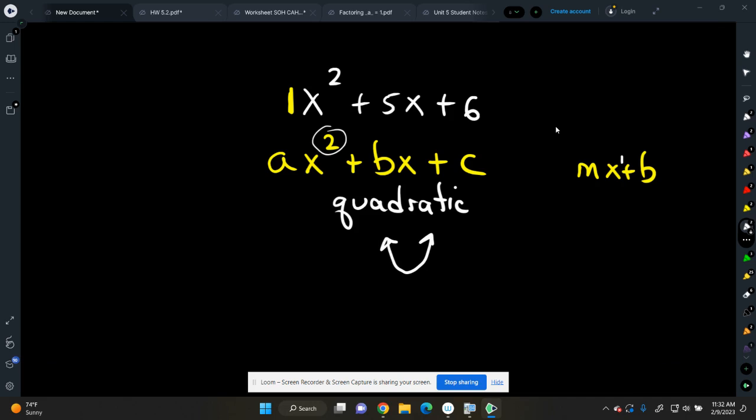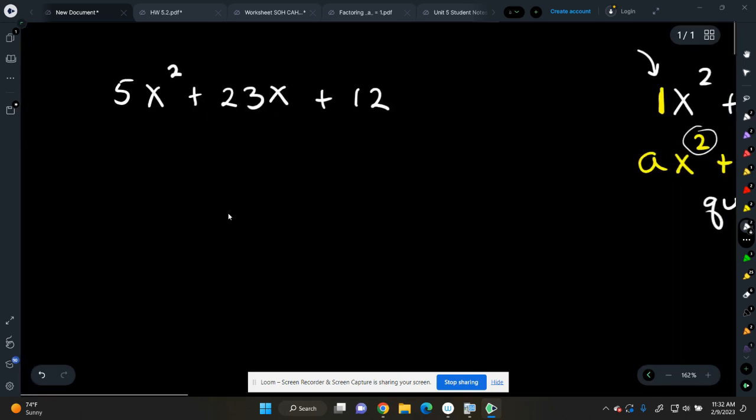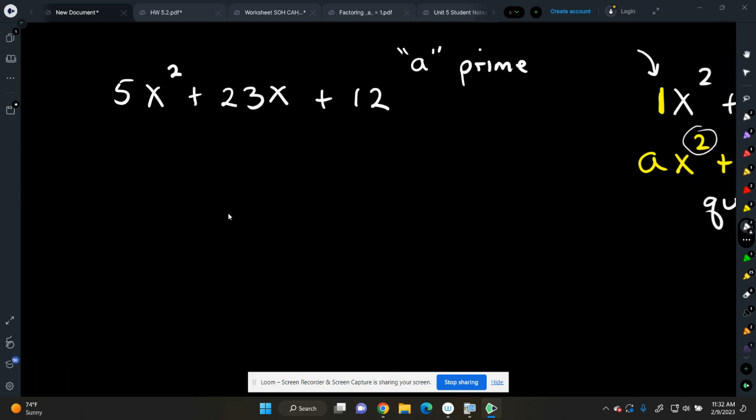So we've been getting slowly more difficult, right? First, we started off with just factoring out the greatest common factor. Then we did factoring where A is a 1. Now we're going to factor when it's not a 1. So we're going to factor when A is a prime number. What does prime mean? It has no multiple. It's only one and itself, right?